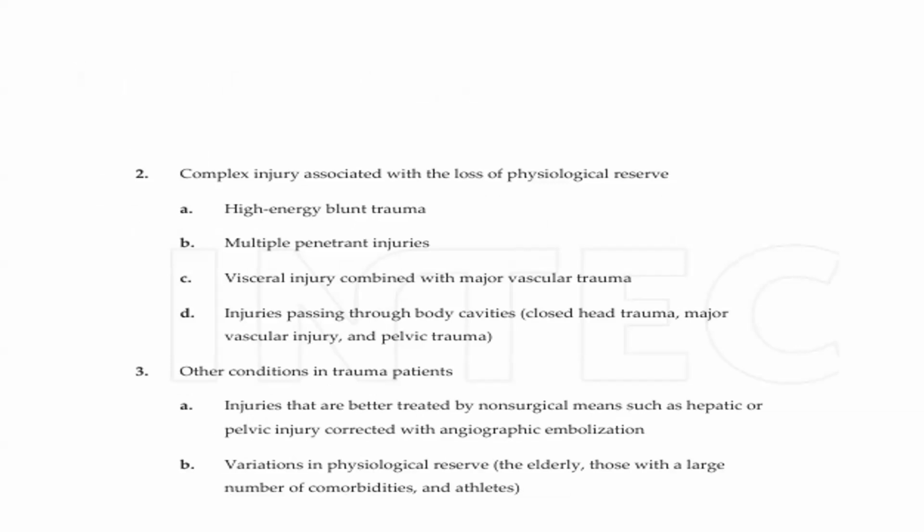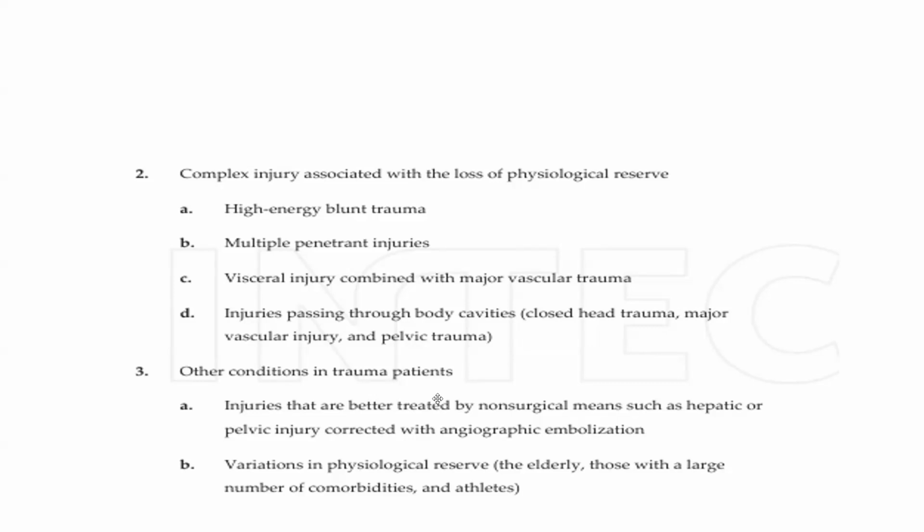Complex injury associated with the loss of physiological reserve: high-energy blunt trauma, multiple penetrating injuries, visceral injury combined with major vascular trauma, and injuries passing through the body cavity, like closed head trauma, major vascular injury, and pelvic trauma.